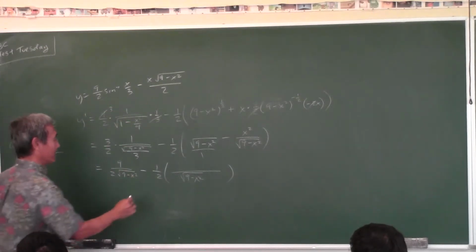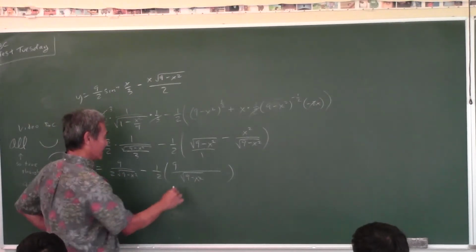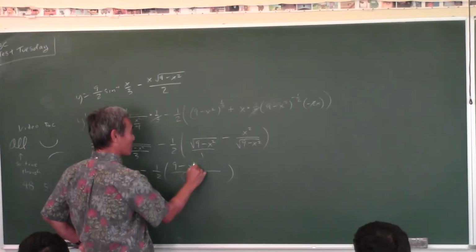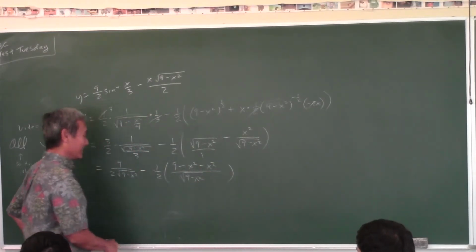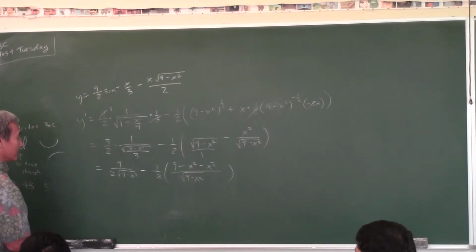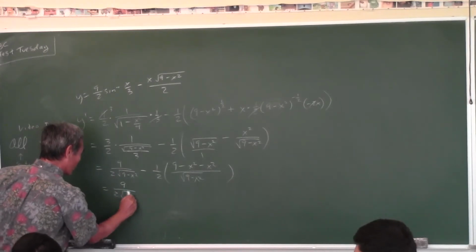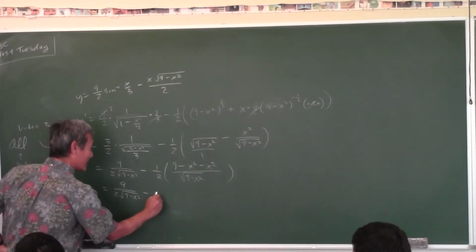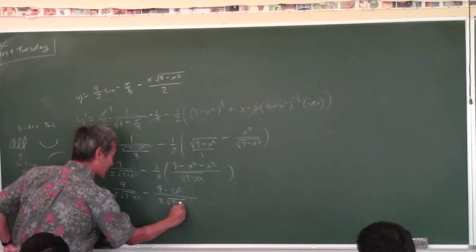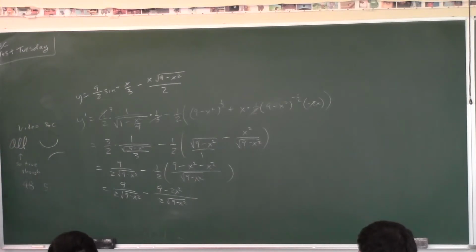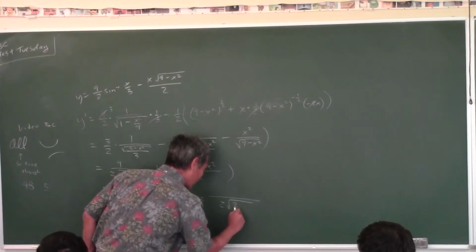9 minus... No. See? Oh, wait. Minus 9 minus x squared minus x squared. And then cancel the x squared. Yeah. So you get 2 minuses, which makes a plus. So what do we got here? 9 over 2 root 9 minus x squared minus 9 minus 2x squared all over 2 root 9 minus x squared. Oh, hey, that's the same denominator. 2 over root 9 minus x squared.